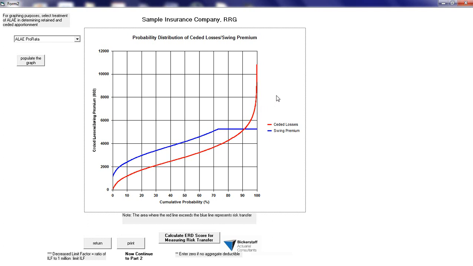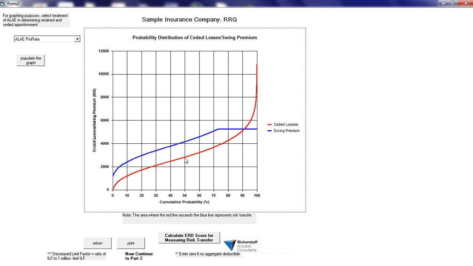Now, here's the critical part of this graph. Where the red line exceeds the blue line, it means that this is where the reinsurer is picking up losses in this area, and your premium has maxed out. Over here, you're paying the premium, and this is the difference in the actual losses and what you're paying in swing premium. The mean value of losses is going to be somewhere in here.